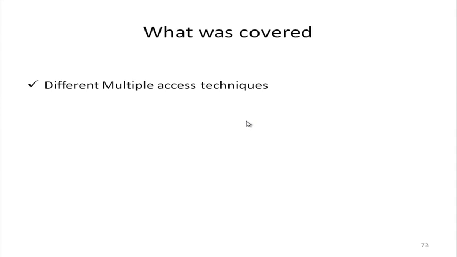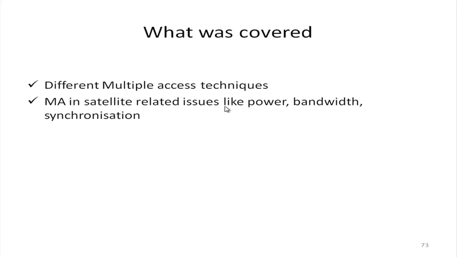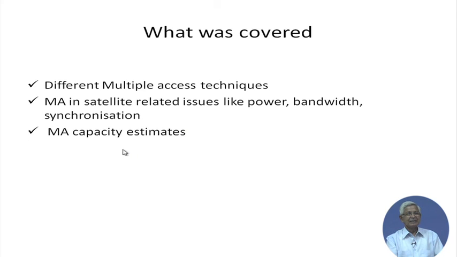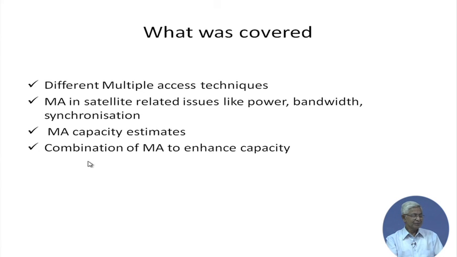So what we have covered till now in the total multiple access, a couple of lessons what we had, that is different types of multiple access techniques briefly, and major multiple access techniques, and then the satellite related issues like bandwidth, power and synchronization, and then the capacity for each of these multiple access, pretty brief quick calculation type of thing, and of course enhancement by combining multiple access to enhance this capacity. So with this we complete the course on multiple access.